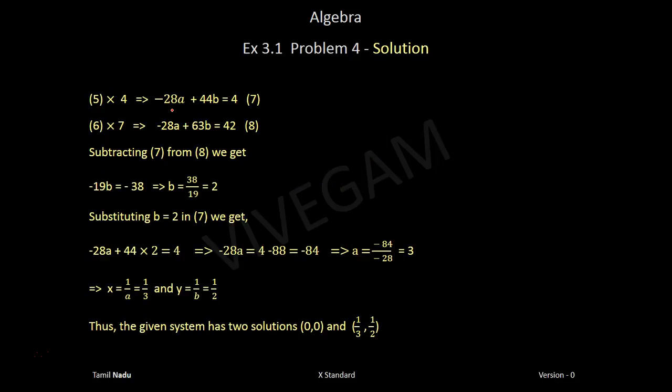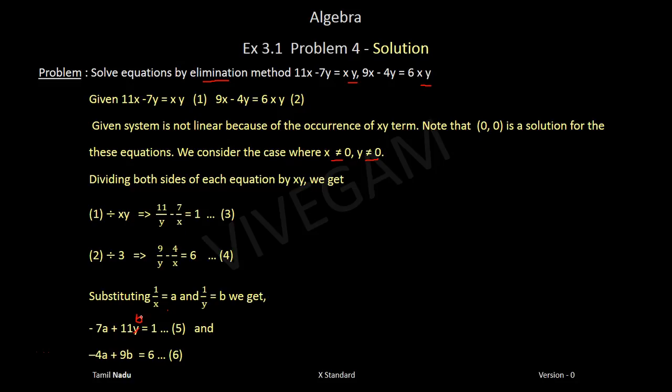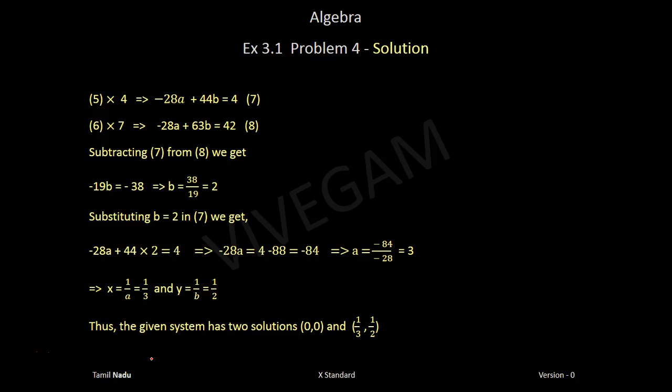So that's what I've written here, minus 28a plus 44b equal to 4. Now go back there. And this equation has to be multiplied by the coefficient of a here, this equation 5, right? Okay, I'll underline this. So this has to be multiplied by 7. So 7 into 4 is minus 28a, 7 9s are 63b, and 7 6s are 42. So here we go, minus 28a plus 63b equal to 42.